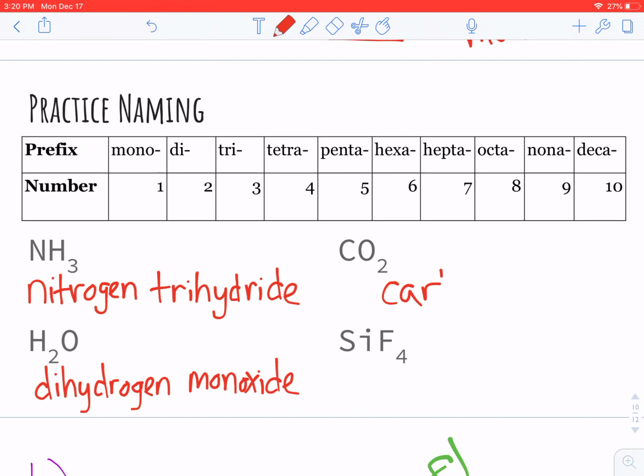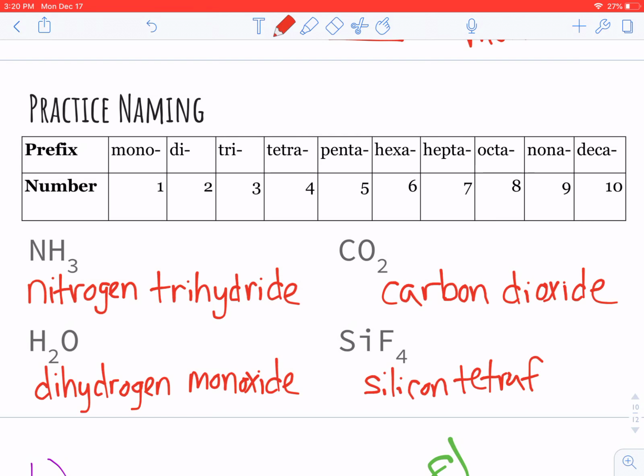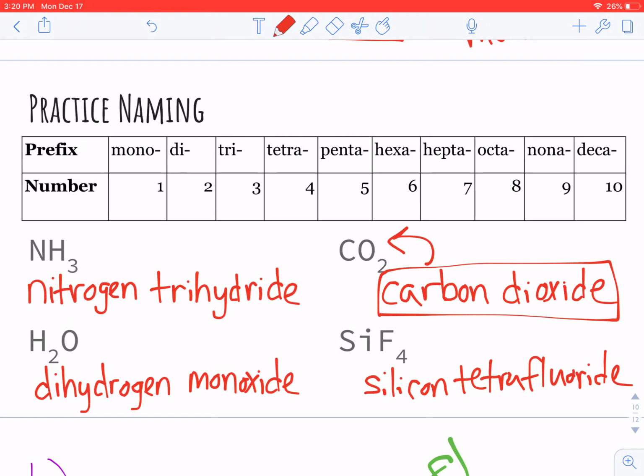Over here we have carbon dioxide, which should sound very familiar. And then finally we have silicon tetrafluoride. So that's it for the naming. That part's pretty easy. I might also give you the name and you would have to write down the chemical formula, like CO2.